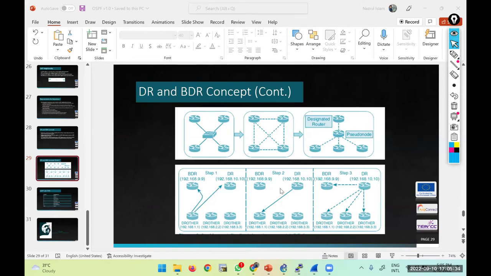And this process, as I already said, happens when neighborship adjacency forms in two-way. First, as I said, Down, right? Second, Init, and after that, 2-Way. So after 2-Way, the DR BDR selection process occurs. So it's before the ExStart. That means before sending the LSDB, the DR BDR selection process will happen. So if you think something is wrong with the DR BDR selection, then you have to check it on your own in the OSPF interface.